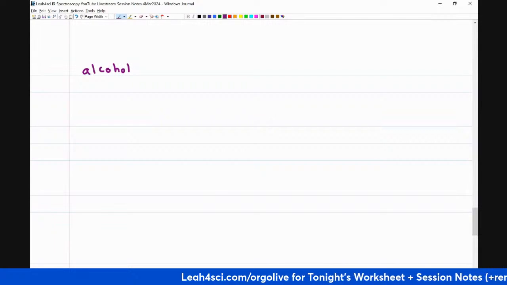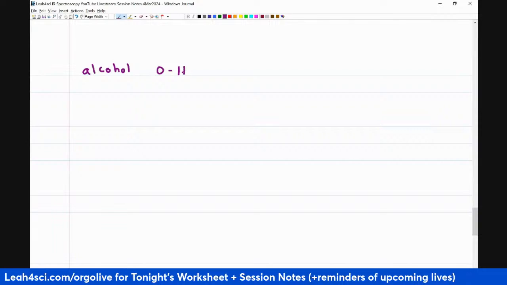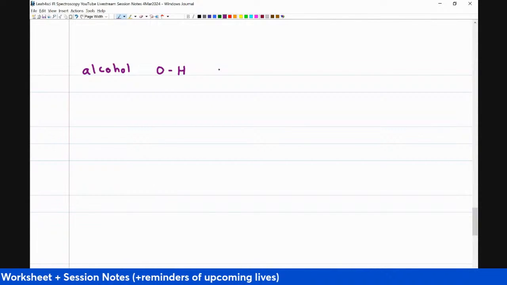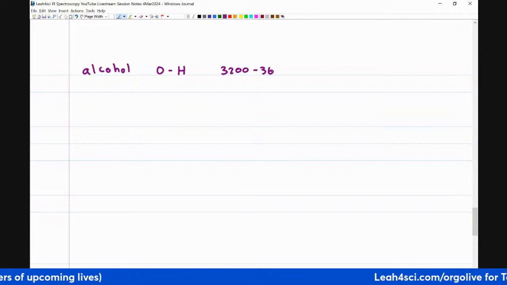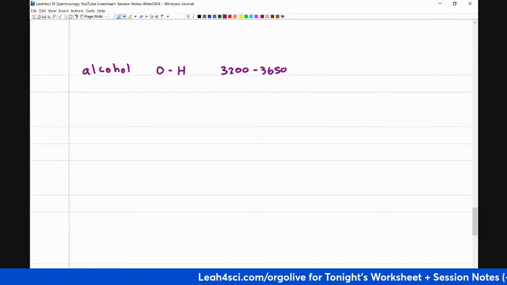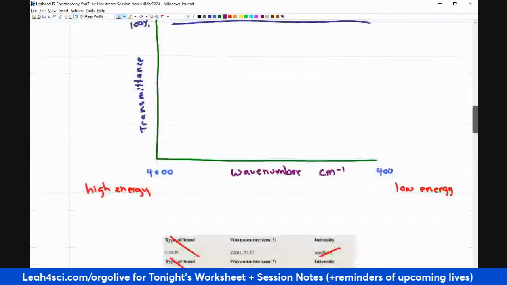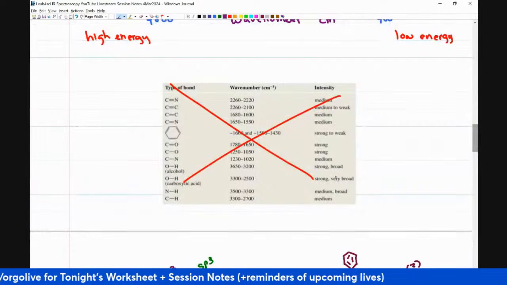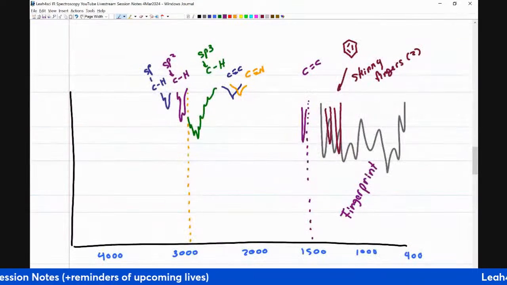Instead of constantly jumping back to that table, I'll just give you the numbers. If you look at the bond between the O and the H, not the C to the O to H, this will show up somewhere in the 3200 to 3650. You memorize this, you're toast. It is such a big range. And let's actually go back to that table for a moment. What did they give us for the alcohol? Strong, very broad. It doesn't tell me much. I need to see it.